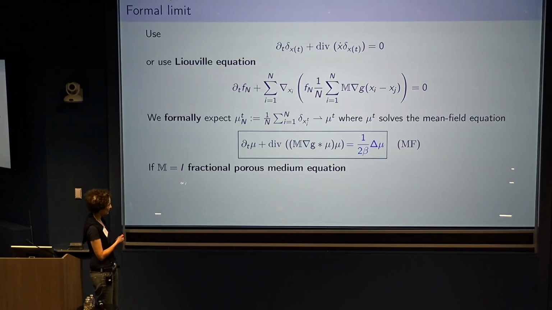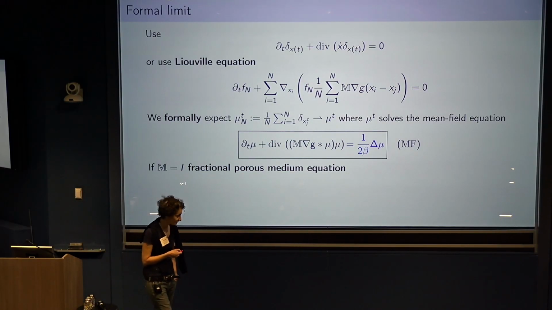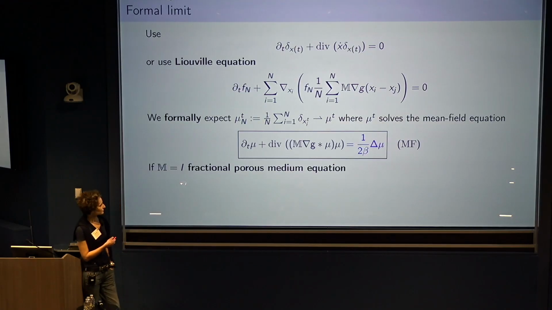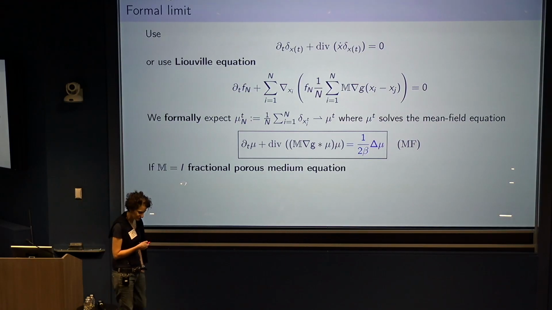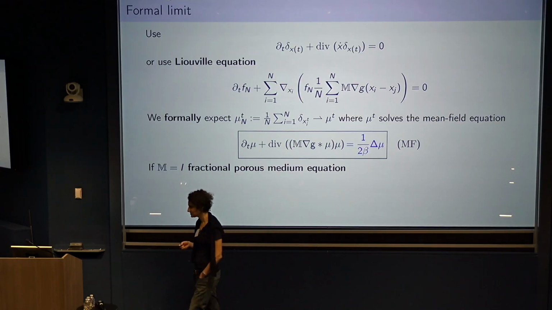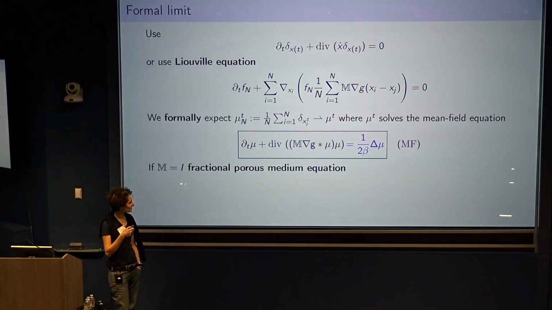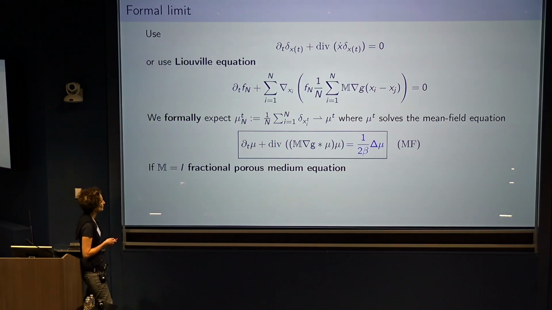So an example, if we're looking at Riesz interactions, and if M is the identity, that corresponds to the dissipative case, then this is an instance of the fractional porous medium equation. So these kinds of equations have been studied from a pure PDE point of view, and their regularity, existence theory, etc., is also interesting on its own. But thankfully, there are some results around.